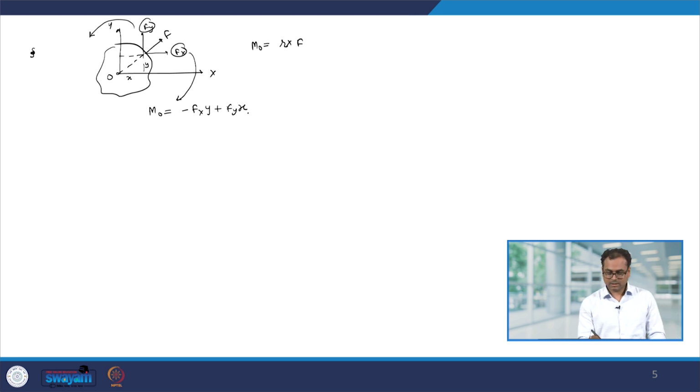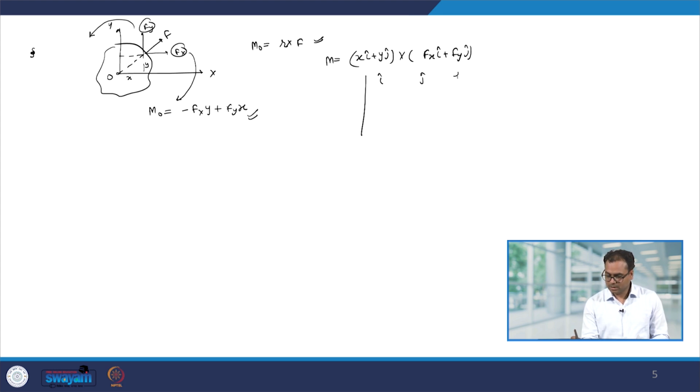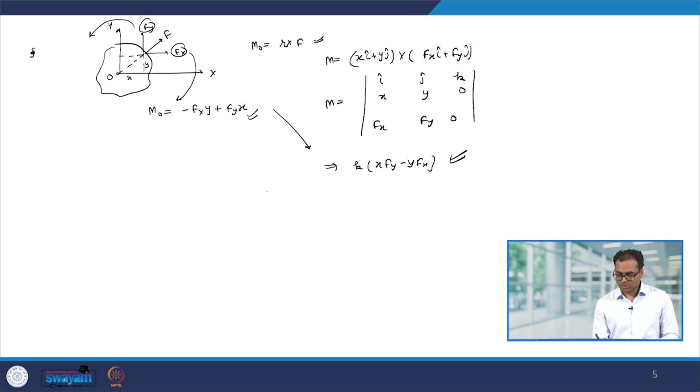Now, let us see the same thing using this equation. Moment M will be r, which is xi plus yj, cross F, which is Fx i plus Fy j. So, this is just a vector product. This will be the determinant of i j k, x y 0, and Fx Fy 0. So, this will be k times (x Fy minus y Fx), which is the same. Sometimes this is also called the Varignon theorem.